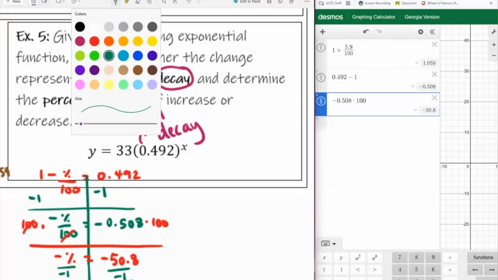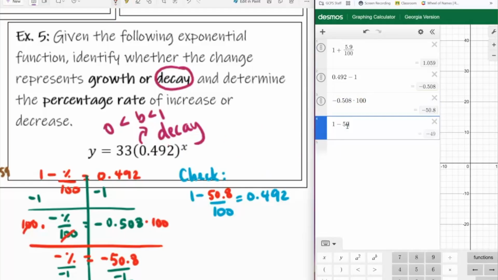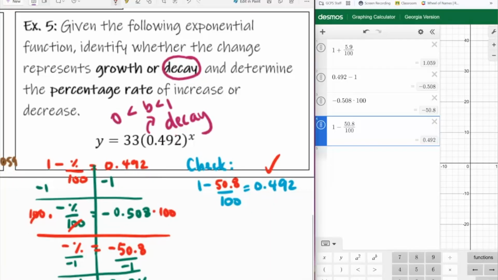And again, we're going to check it to make sure. So here's my check. I always want you to check on this question. So if I'm doing checkouts, you have to show me the check in the calculator. My check says decay, which is 1 minus percent over 100, must equal 0.492. So my percent is going to be my answer, which was 50.8. And if this is true, then I know I'm okay. So 1 minus 50.8 divided by 100. And is that true? Yes, it is. So I'm good.